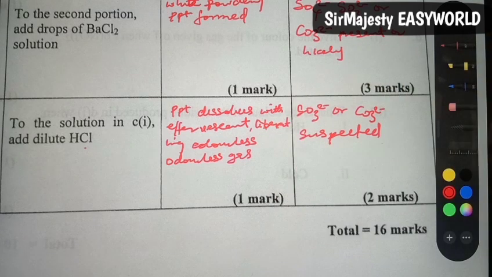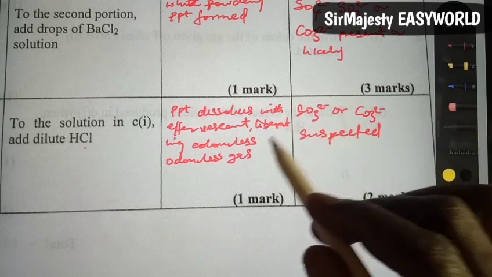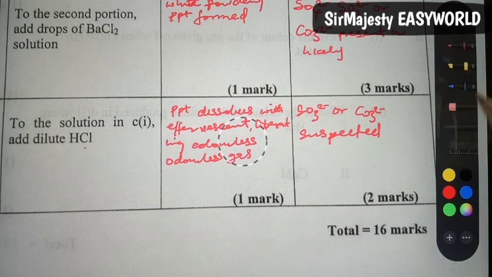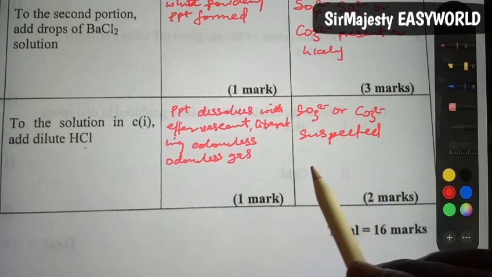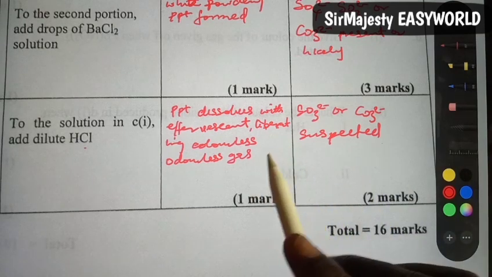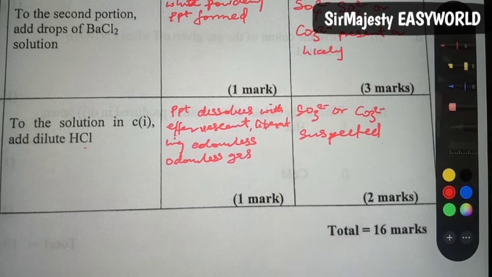But if you include this, actually, it shows that there should be a kind of, since the gas is not colored at all, it shows that they are all colorless, but the one having odor is only sulfur IV oxide, but carbon IV oxide doesn't have odor. So that's it for question number 2.